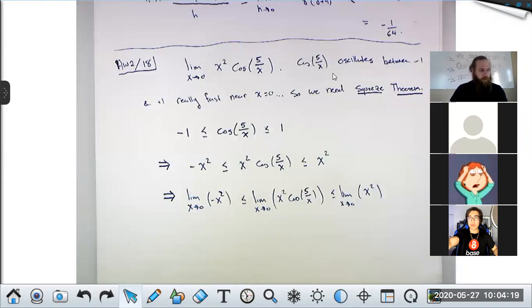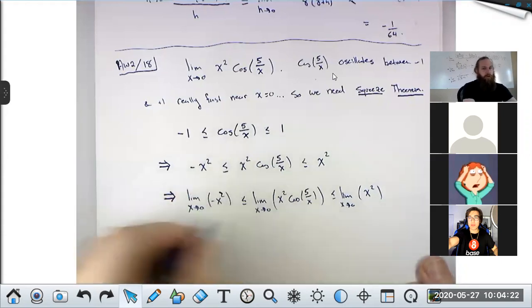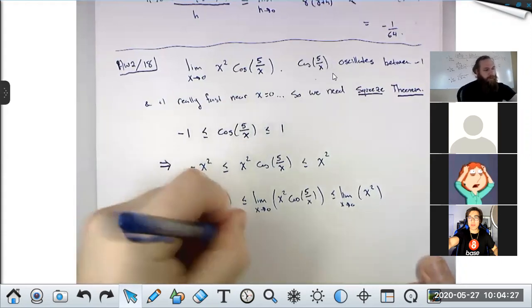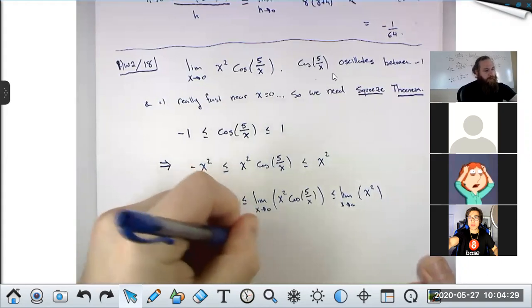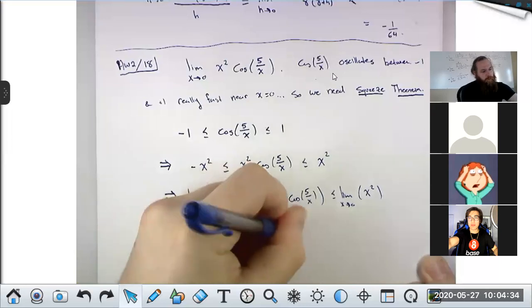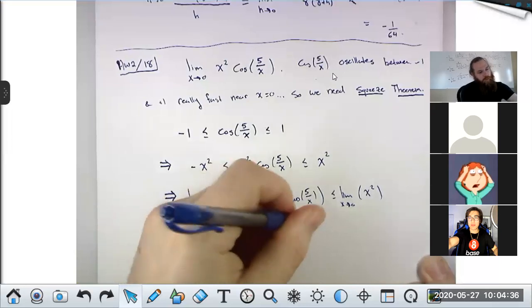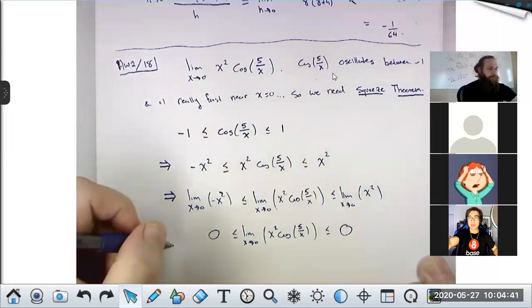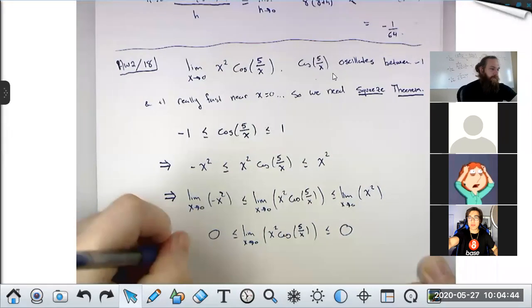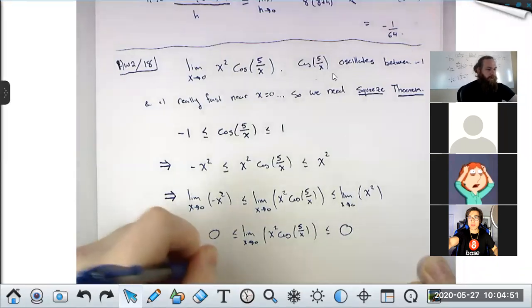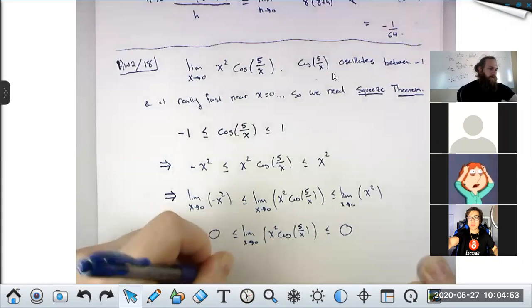From here, though, the problem is pretty much done. If I take the limit on the left, the limit as x goes to 0 of -x squared is 0. The thing in the middle is the thing I want. And the thing on the right is also 0. Therefore, the thing I want is greater than or equal to 0 and less than or equal to 0. Therefore, the thing I want has to be 0 itself.